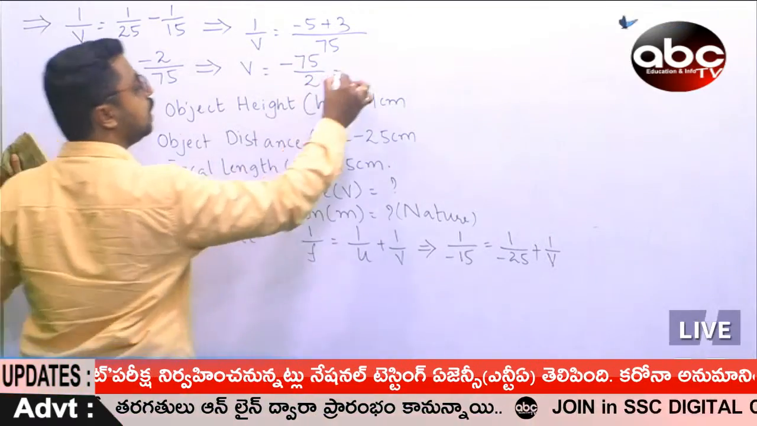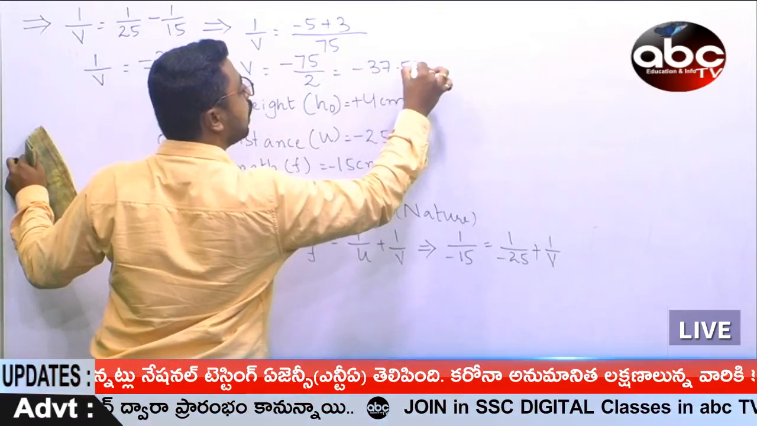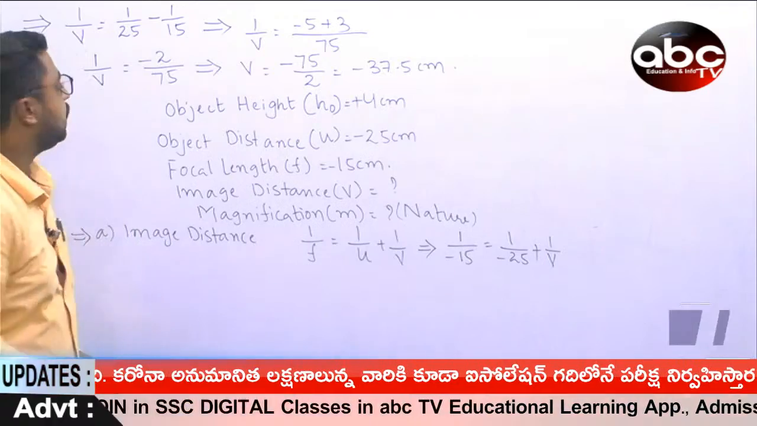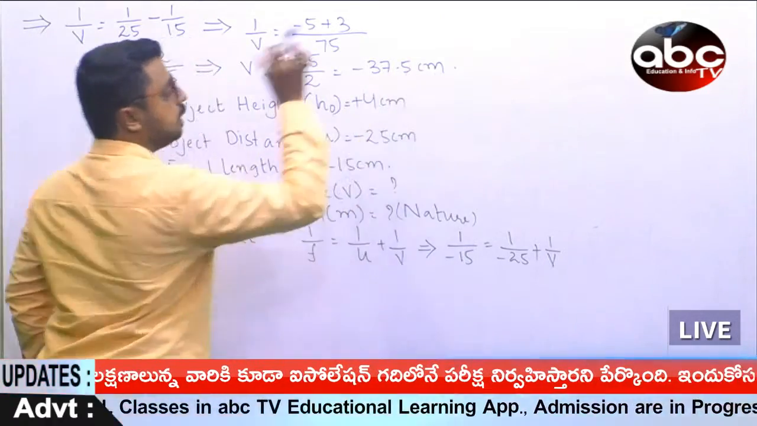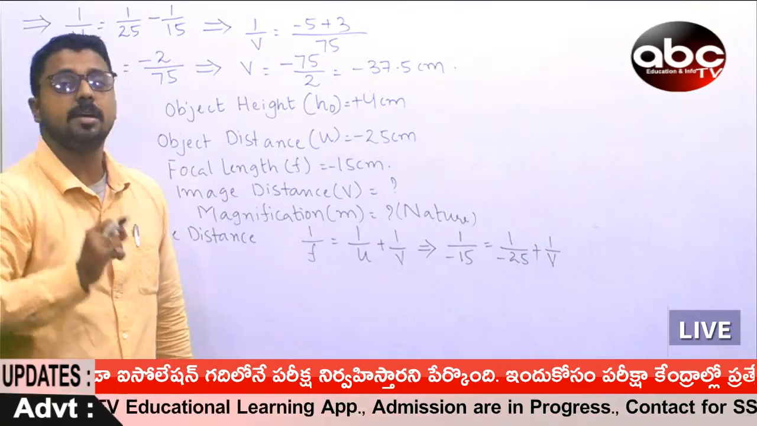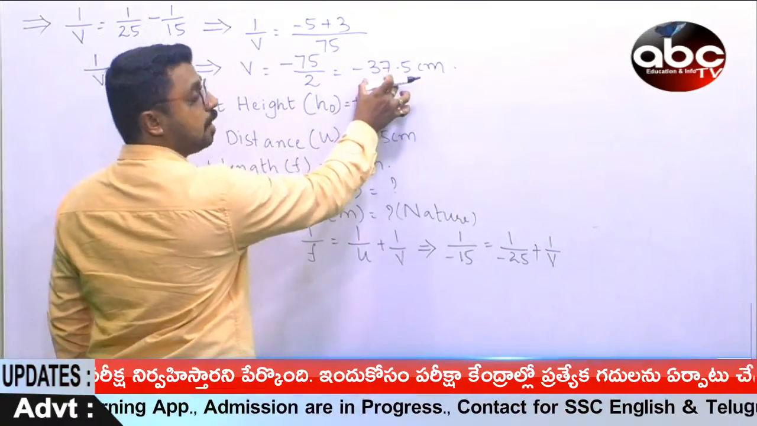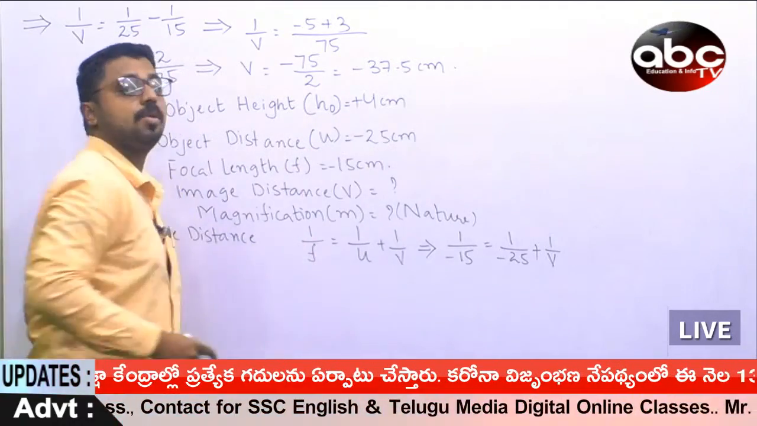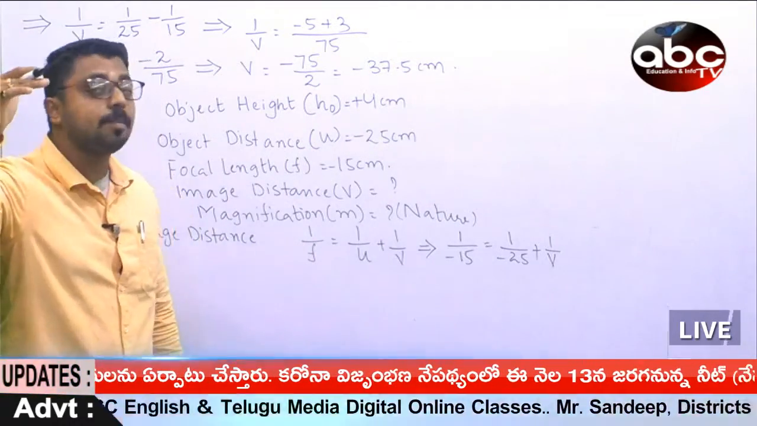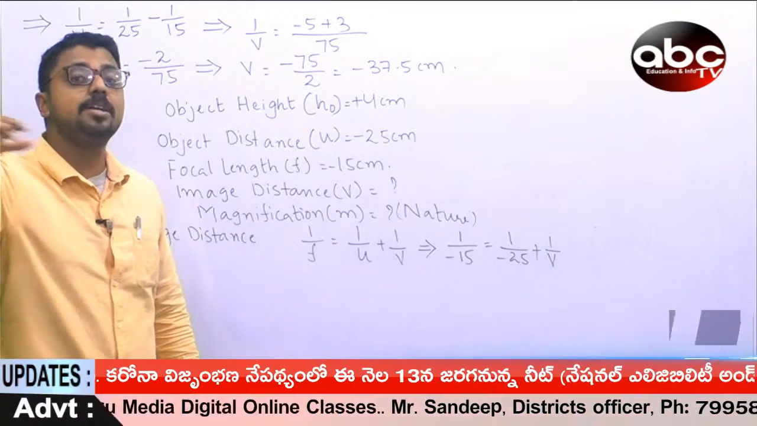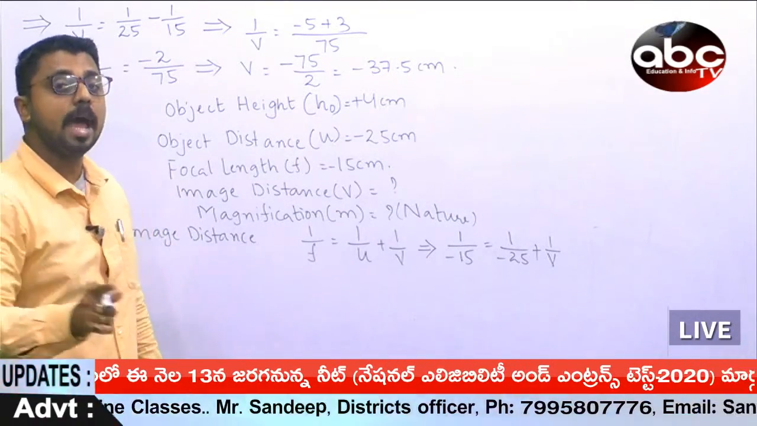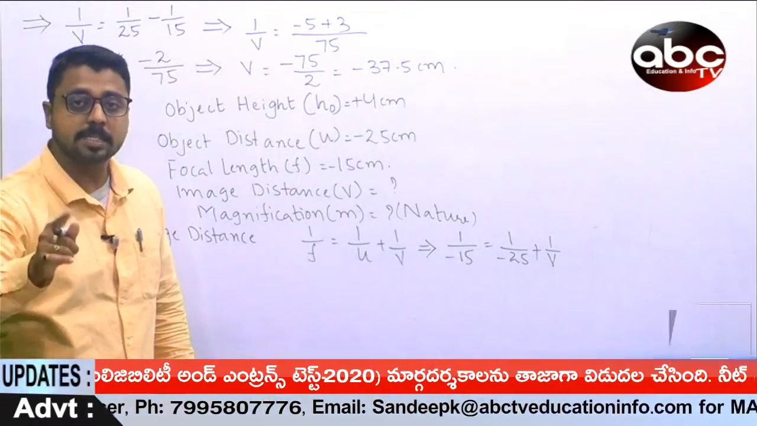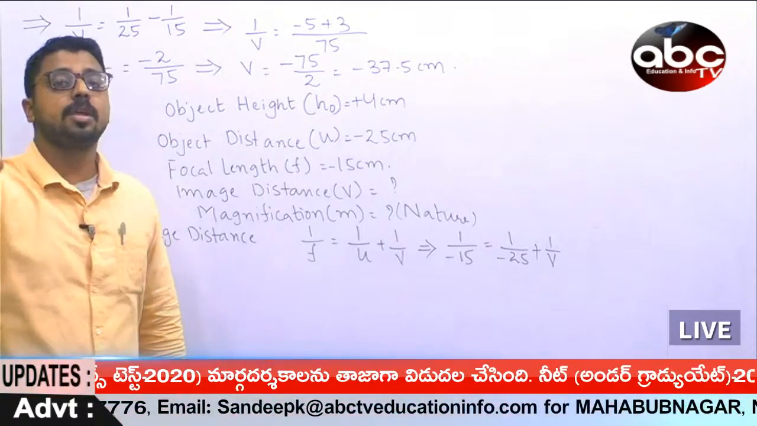That stands for minus 37.5 centimeter. That comes for your image distance. That means the object is located 25 centimeters and the image is going to be located at 37.5 centimeters in front of the concave mirror, so the symbol allotted here is nothing but a minus. It indicates that it is in front of the concave mirror.